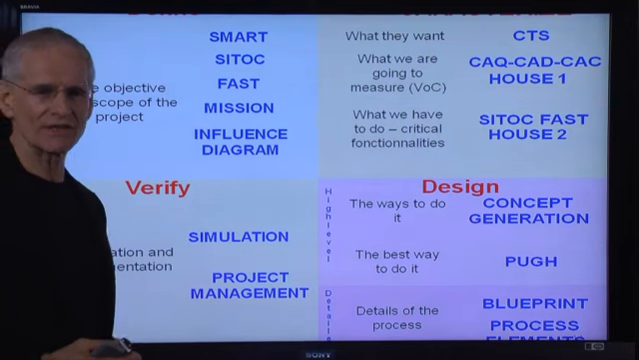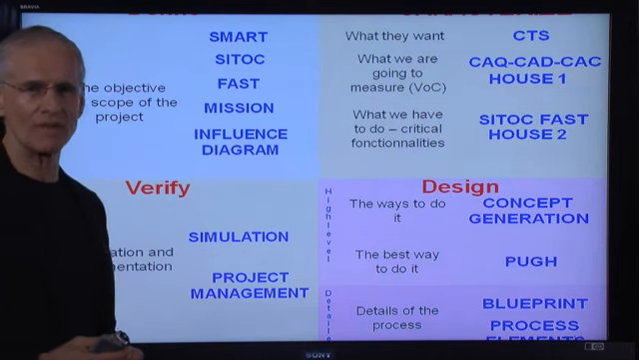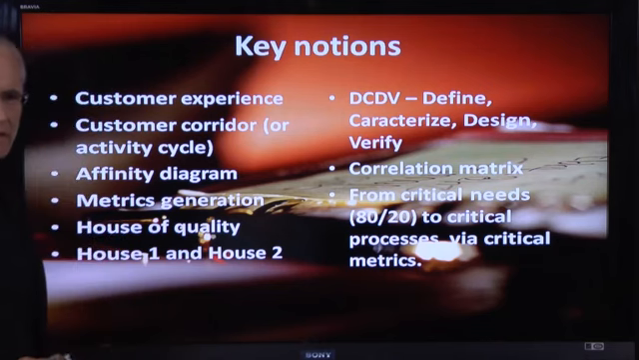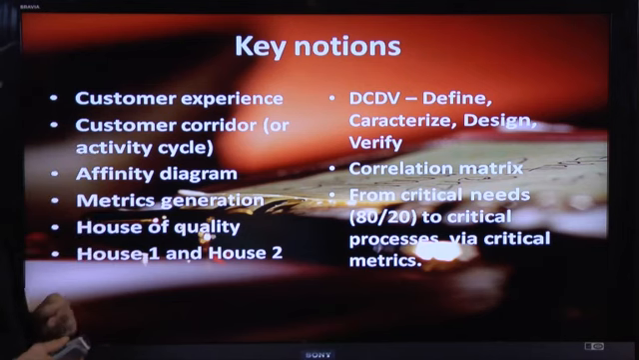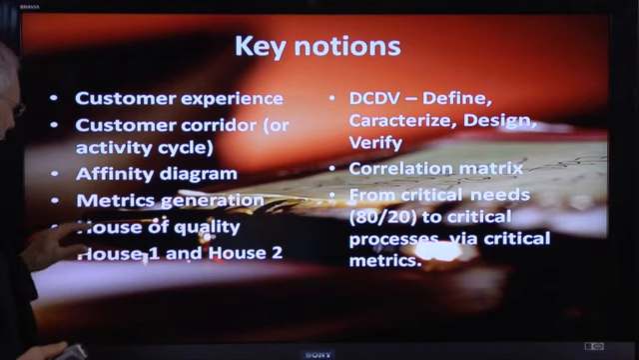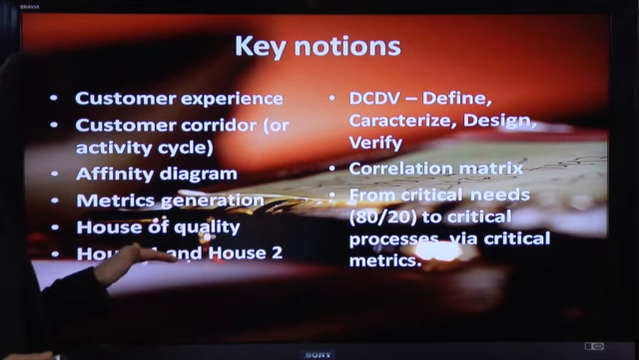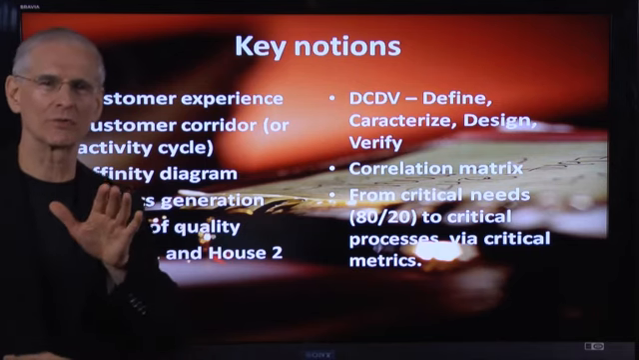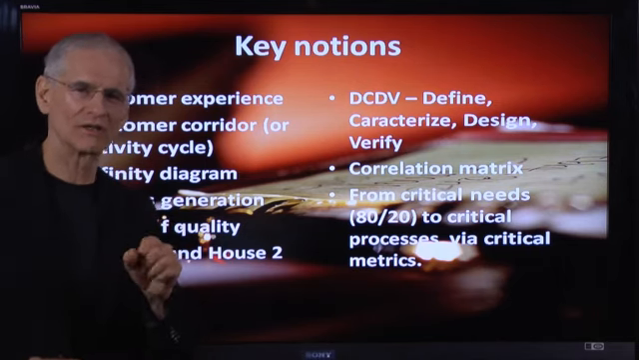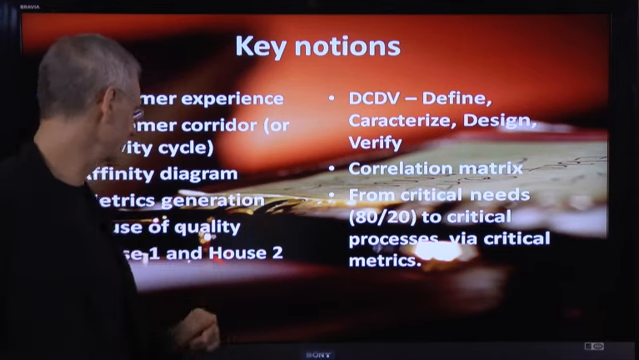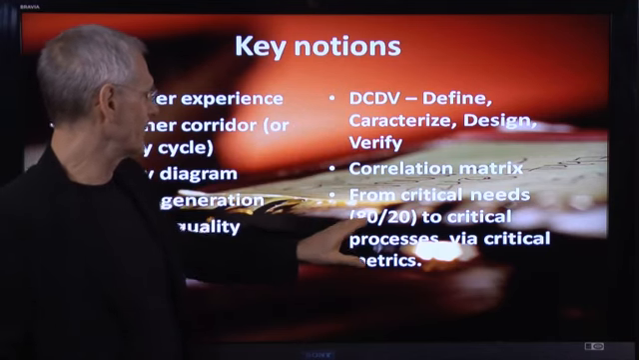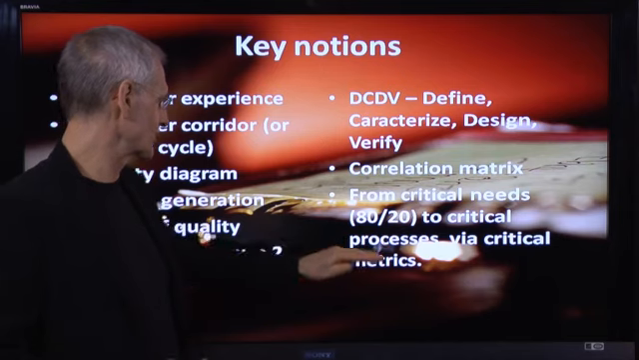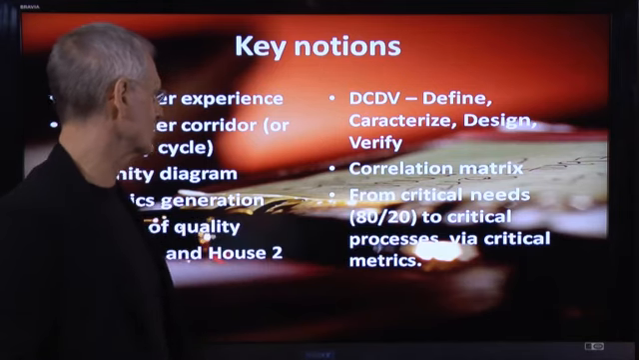This, in short, then, is an overview of the DCDV methodology. Those are the central notions: customer experience, customer corridor, activity cycle is used as well, affinity diagram, metric generation, house of quality, the matrix. House 1 and House 2 are two specific matrices. The first one going from CTS to metrics, the second one from metrics to processes. The methodology itself, the matrix, and from critical needs to critical processes via critical metrics. Essentially, this summarizes what we have just done.